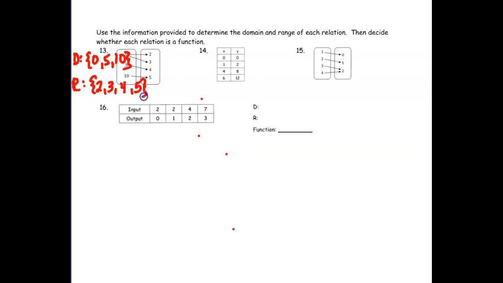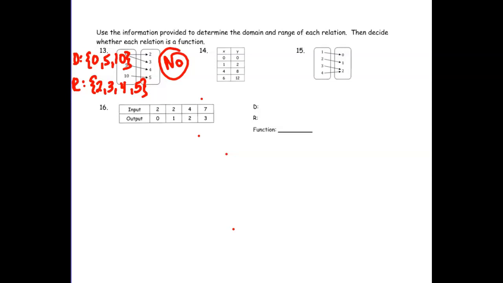Okay. All right, so we have our domain and we have our range. We're not going to duplicate any data values, and we're going to put our data values in ascending order, starting least to greatest. If I look at those two, is that relation a function? It would not be, because our 0 is actually going to 2 different outputs, 2 and 3. So number 13 would be no, it's not a function.